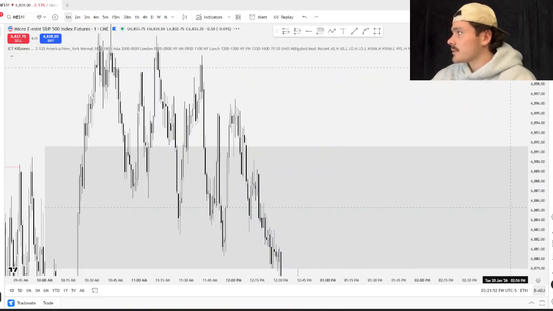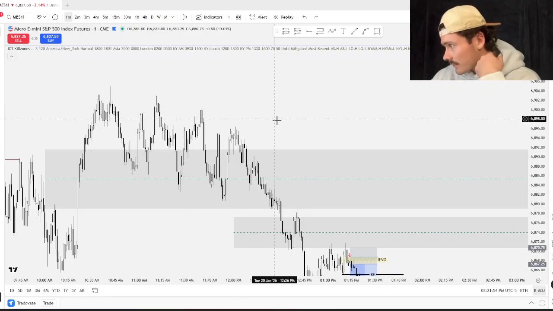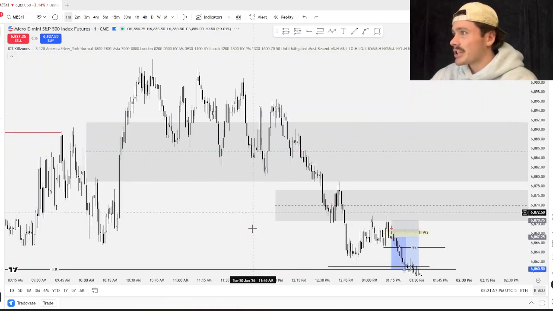You probably could have caught some shorts up here, but again, I was not on the charts over the lunch hour, and pretty choppy price action there.